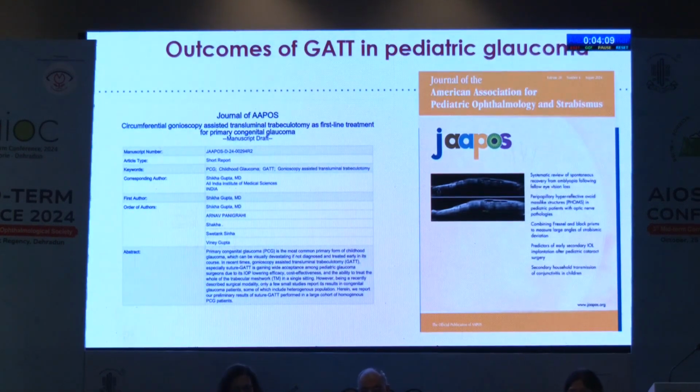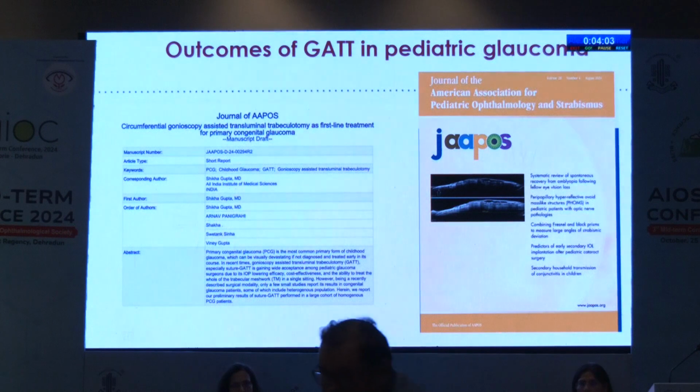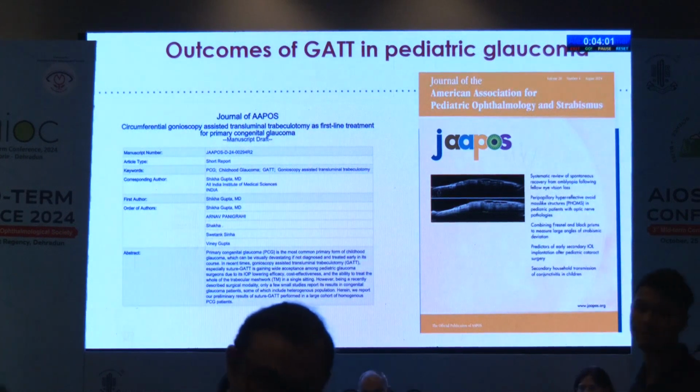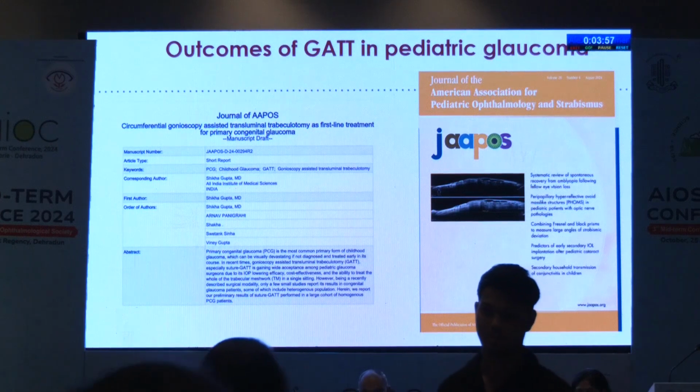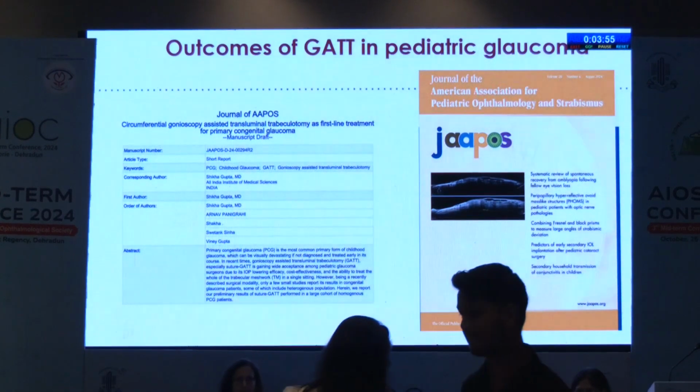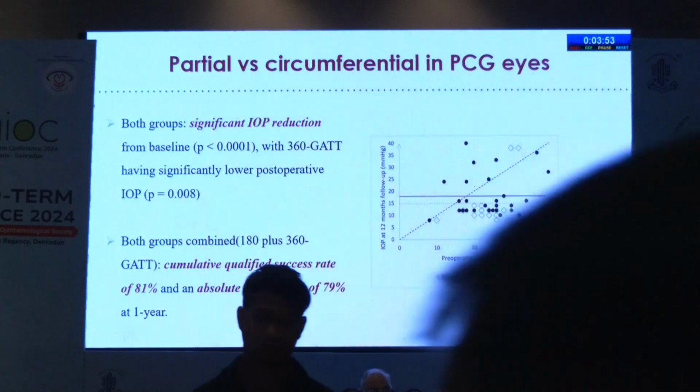We have recently published that GAT can be done as a first-line therapy in primary congenital glaucoma. This is yet to come online, but it has been accepted. The results are really wonderful if we look at PCG patients, and almost 90% of patients achieve success at 1 year with this technique.